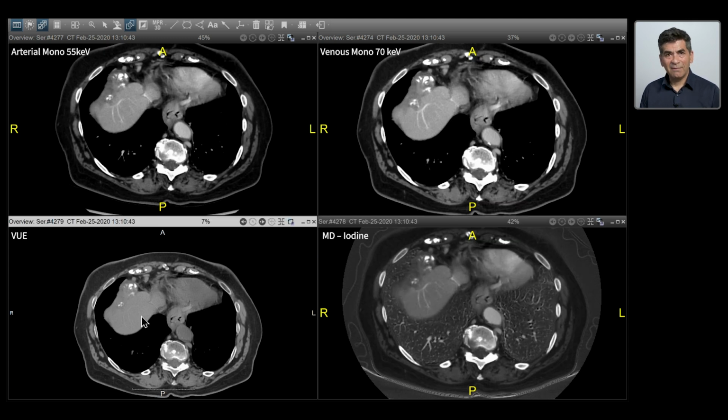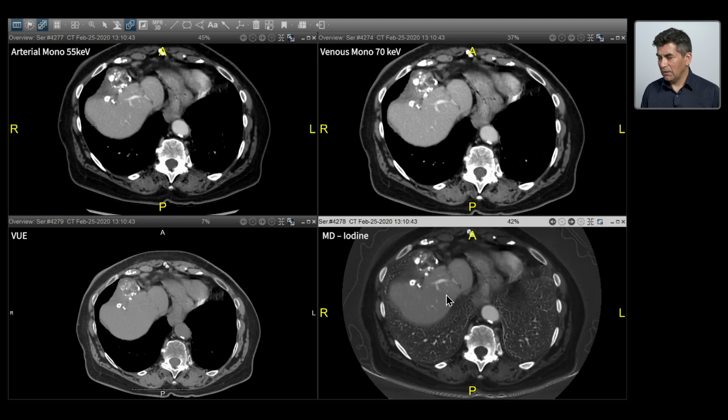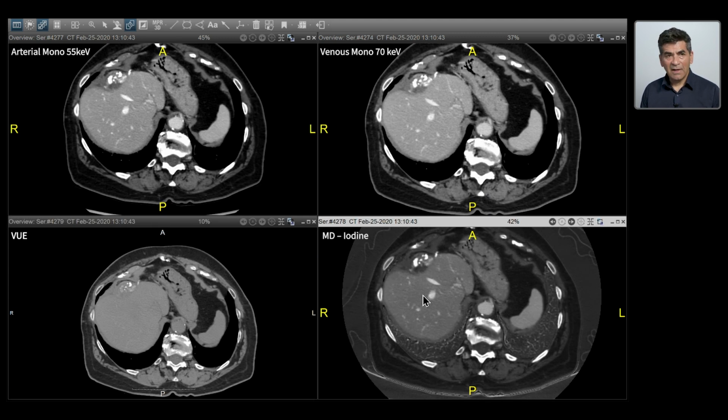Now, when I put everything together, I feel confident that the interventional radiologists who have treated this lesion have done a great job. There is post-treatment changes. These are expected findings. There is no viable disease, and I haven't seen any additional lesions.